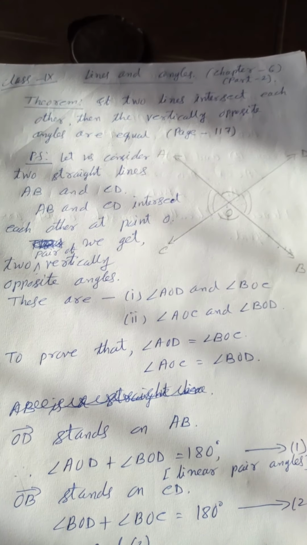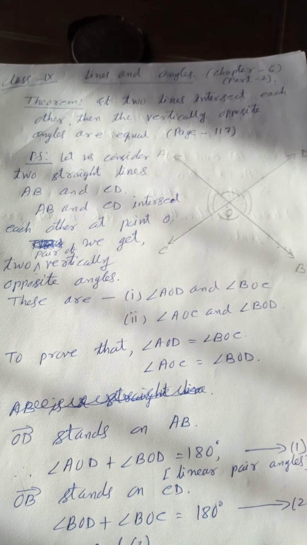We get two pairs of vertically opposite angles. These two pairs are angle AOD and angle BOC, and the second pair, AOC and BOD. To prove that, we have to prove that AOD and BOC are equal, and AOC is equal to BOD. This and this, I write their symbol the same. So these two are equal and these two are equal.